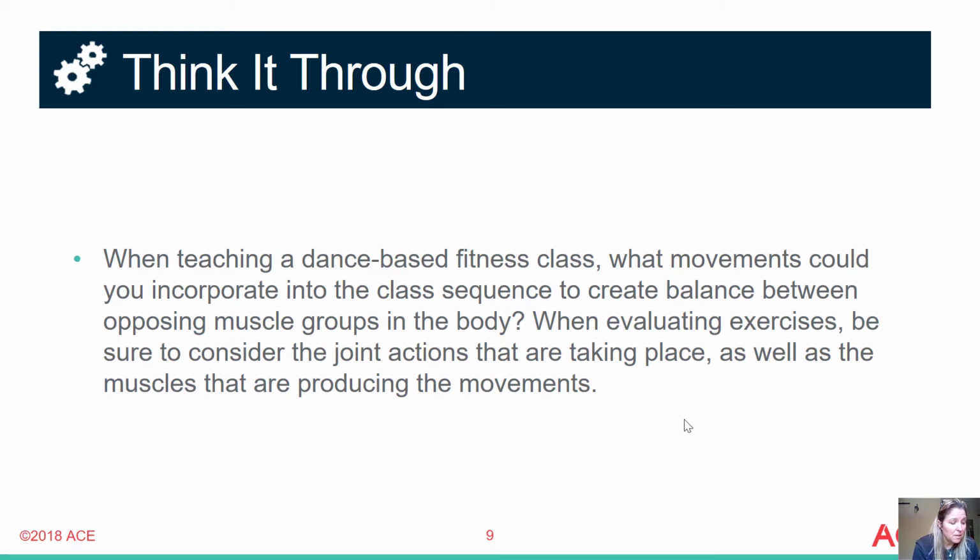paired with pushing. So rowing is shoulder extension using the upper back and posterior shoulder muscles. Pushing would be shoulder flexion using the chest and anterior shoulder muscles.